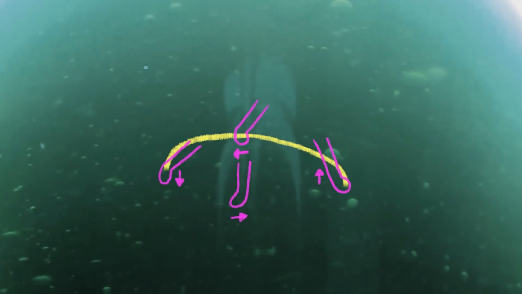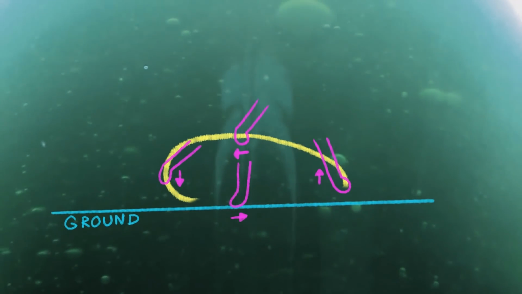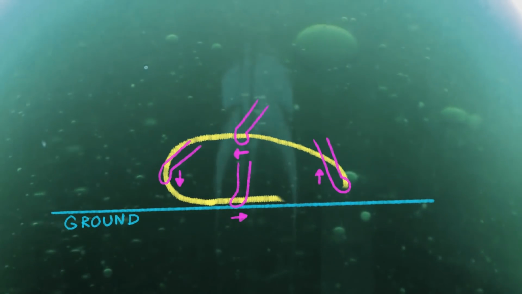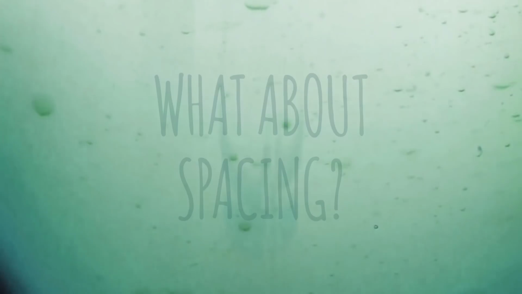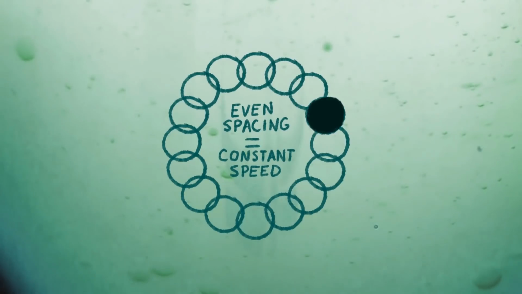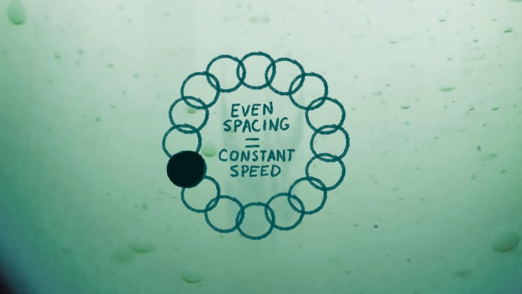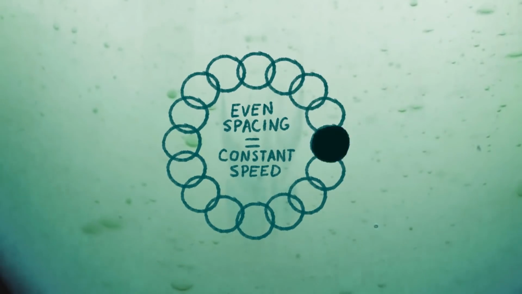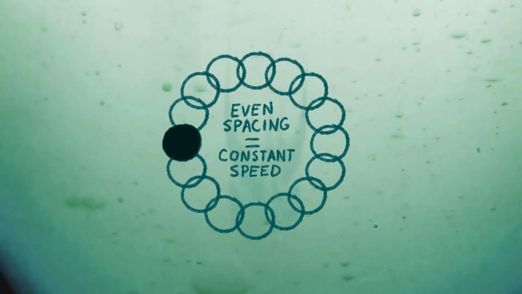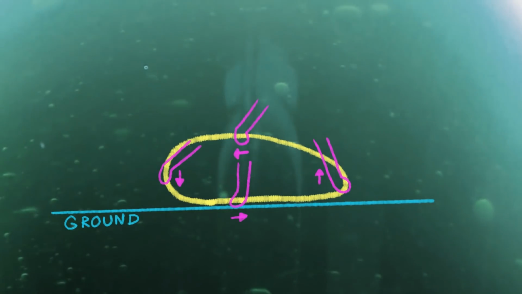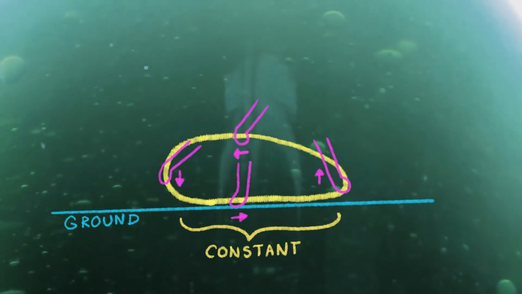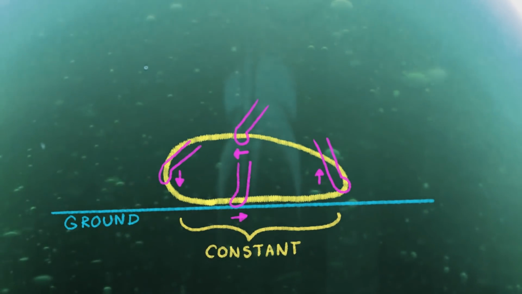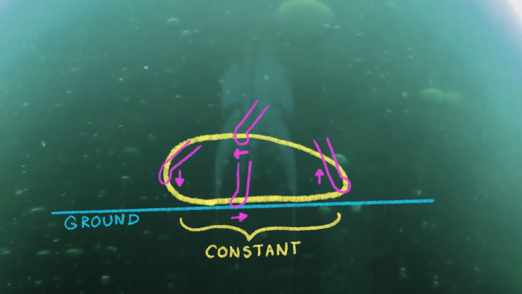But we also have to remember the foot contacts the ground, so the bottom of this motion should be flat. So the foot should follow this path. But what about spacing? If the spacing is perfectly even, that means it's traveling at a constant speed the whole time. Let's think about that. This part along the bottom, I think it should be at a constant speed, as it's touching the ground, and he's moving forward at a constant speed.